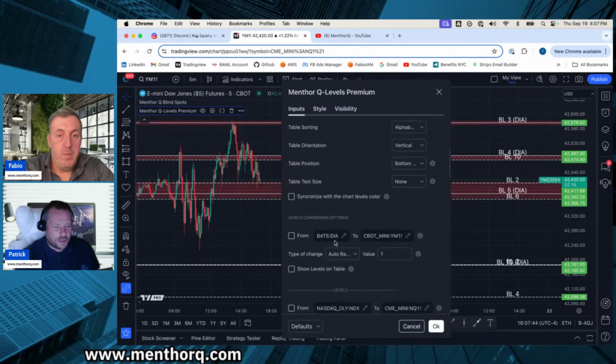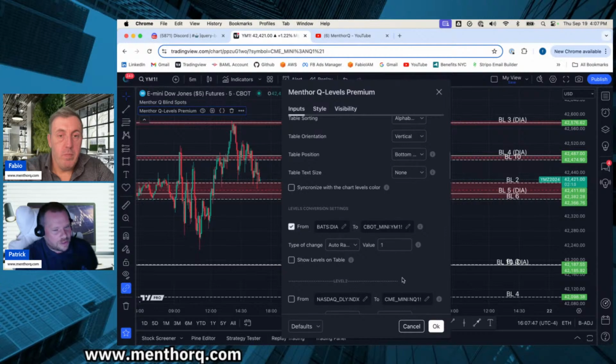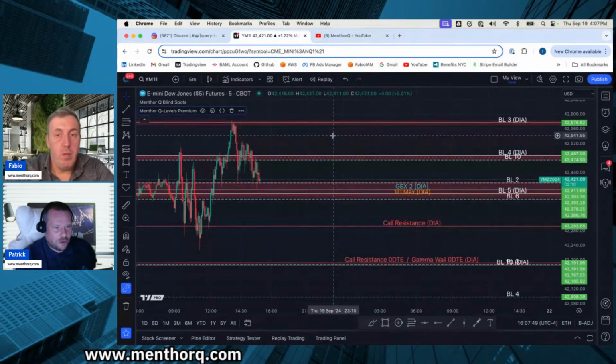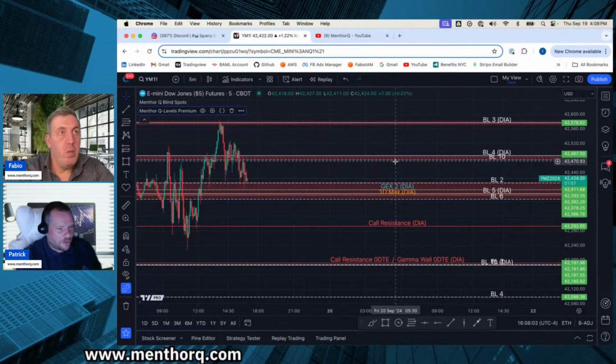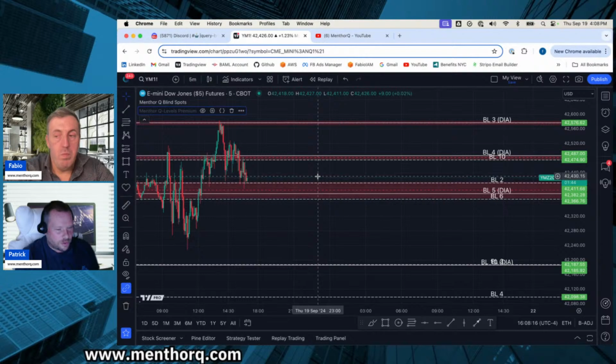And don't feel shy to experiment a little bit. This is your tool, that's your system, and you have to build your system around your strategy with MenthorQ. So for this reason, try and error. Find something useful for you. I find it personally useful to add also the DIA ETF blind spots, plot them there to have a better idea what's going on. And perfect, it works perfectly today. Good example, and yeah, I like it.